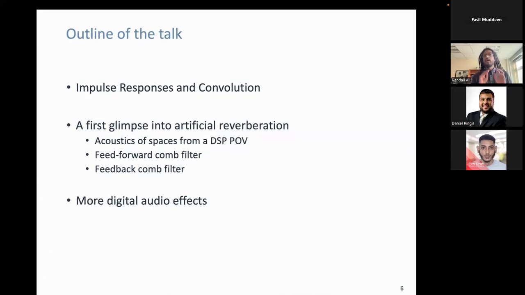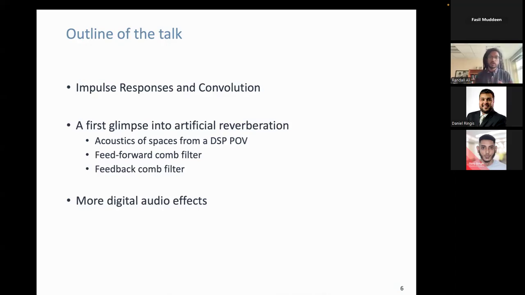So first, I'll talk about impulse responses and convolution, which is a really fundamental concept in being able to develop digital audio effects. And then second part, I'll go into a bit of how we do what's called artificial reverberation. So this is an example of an audio effect, which is understanding of how sounds propagate in spaces and how we can model that through DSP, very fundamental DSP techniques. So using FIR filters or IIR filters. And we'll see two very basic examples of that, and we'll hear what those things sound like.